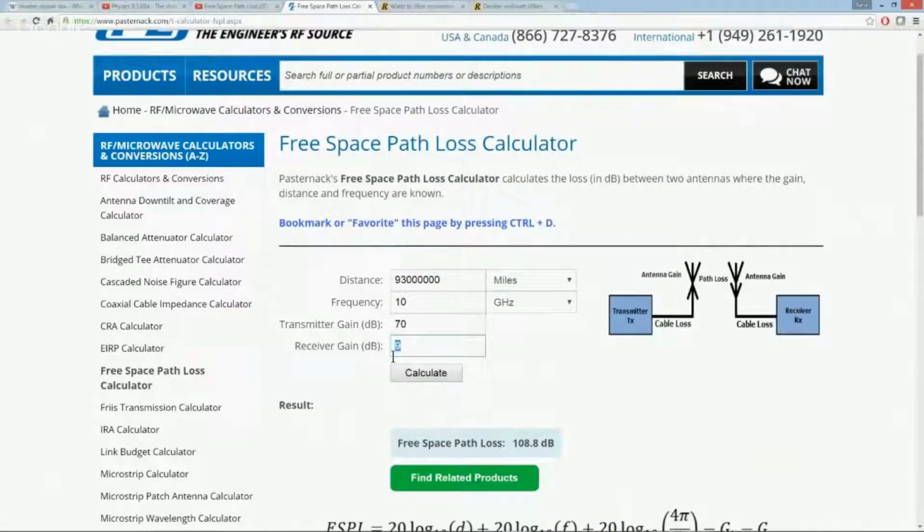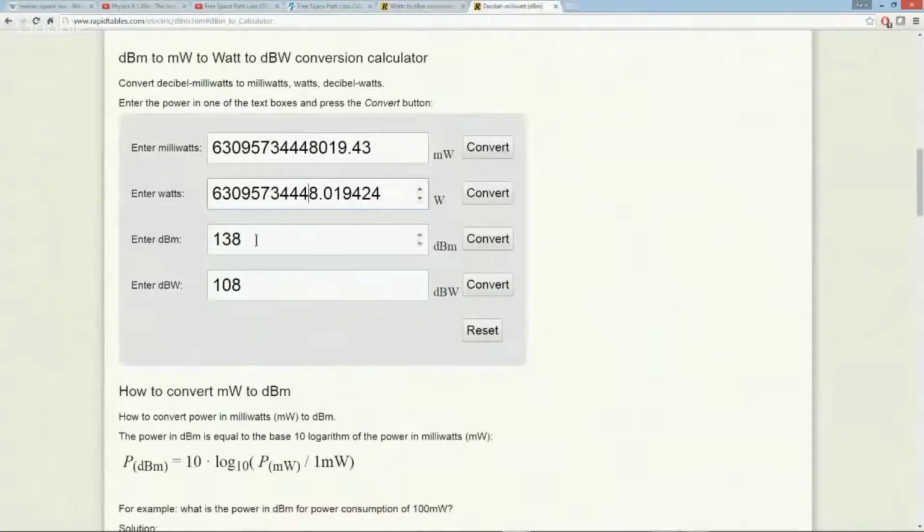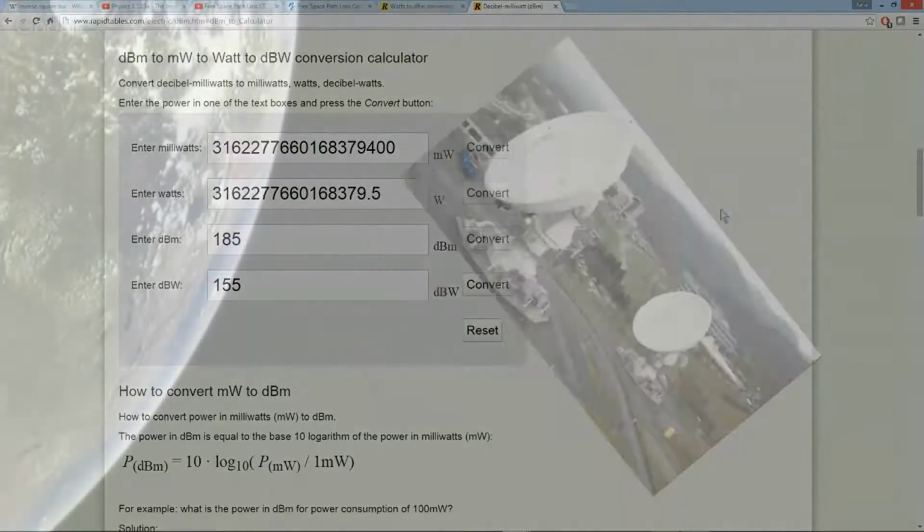Let's give them the advantage of having a high gain receiver antenna, and let's give them 20 dB of gain there, all right? Calculate. Now we're talking about a free space path loss of 185.9 decibels. Well, let's go back to our decibel converter. So let's go 185 dB, which means that to make the trip to the sun, now we have to have petawatts. You're getting the idea here, guys.